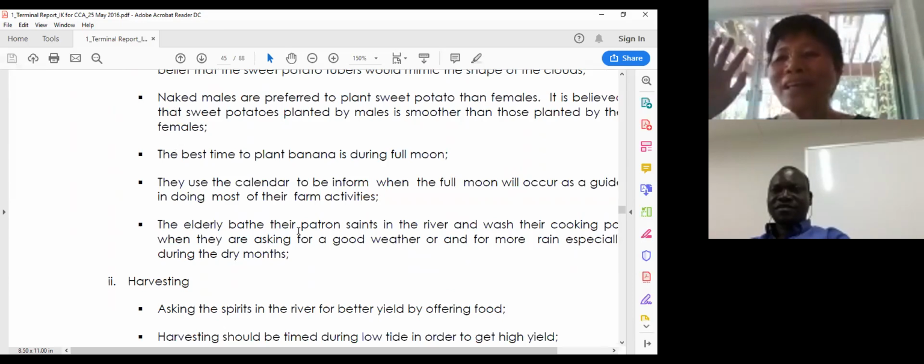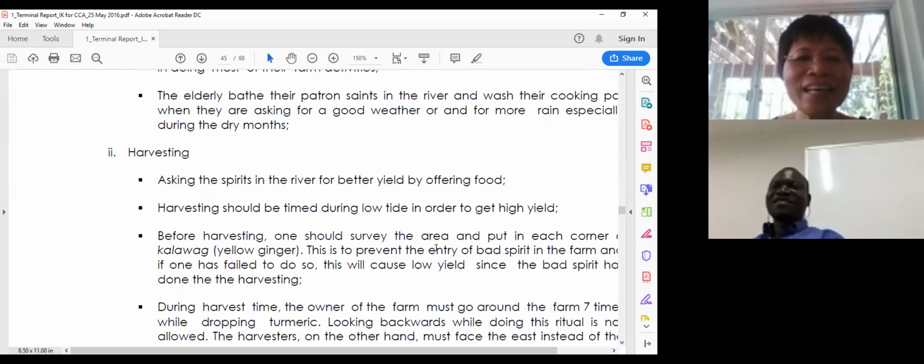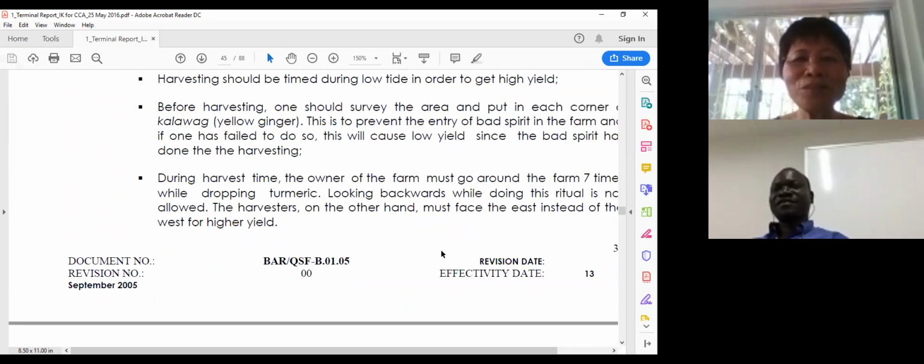Aside from looking at their customs and tradition, the elderly bathe their patron saints in the river and wash their feet when they are asking for good weather and for more rain, especially during dry months. These are the things that they do during planting. These are the things that they do during harvesting.